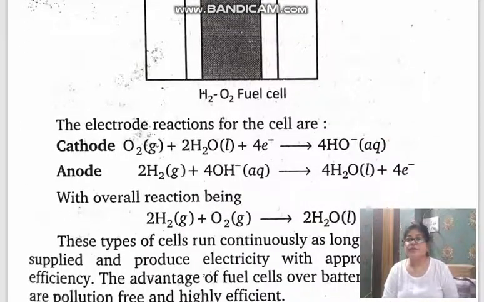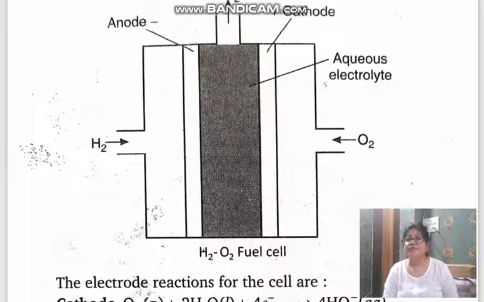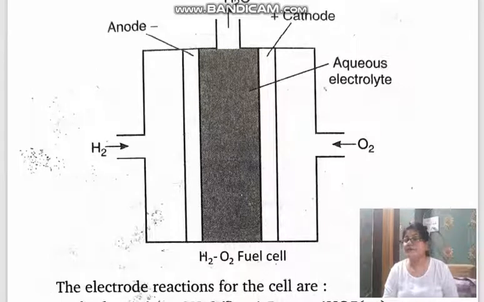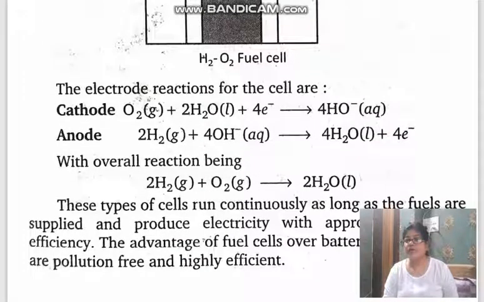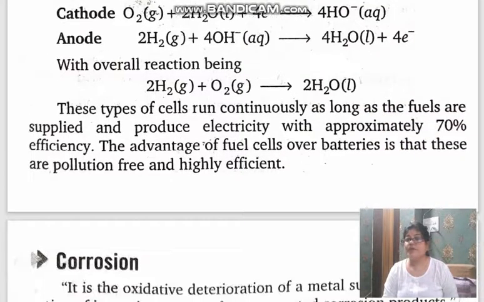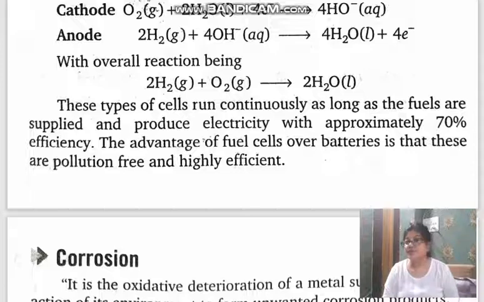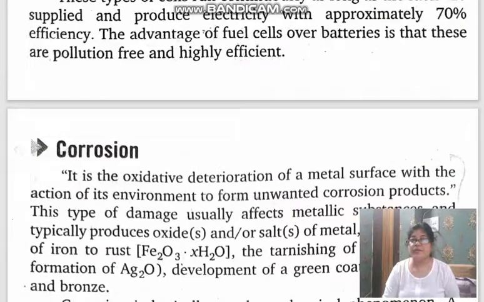At the cathode, see over here, cathode means positive. At the cathode, oxygen reacts with water and gives hydroxide. At the anode, this reaction, so the overall reaction: hydrogen plus oxygen gives water. Now what is the main advantage of a fuel cell? The main advantage of fuel cells over batteries is that these are pollution free. All the energy which we get from a fuel cell is pollution free and highly efficient, and they are used for various purposes.